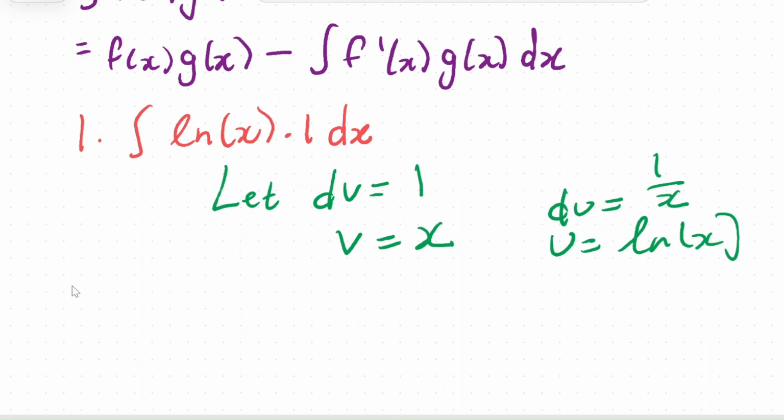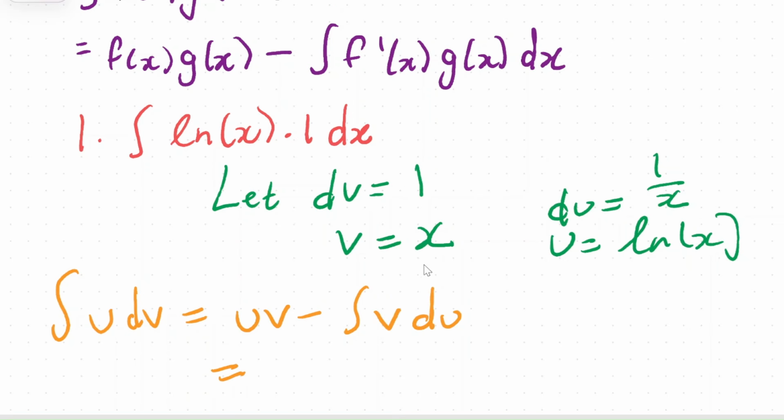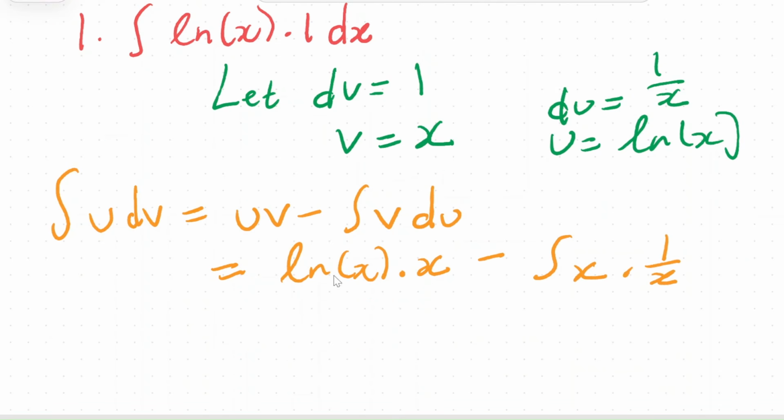So all we need to do is just substitute the values. So let's just rewrite this. The integral of u dv is equal to uv minus the integral of v du. And so that's amazing because we've now gotten all of the variables, right? We've got v, we've got dv, we've got u, and we've got du. So now all we need to do is just substitute. So let's do that. u would be ln of x times x minus the integral of v, which would be x, times du, which would be 1 over x. We can also just rewrite it like this.